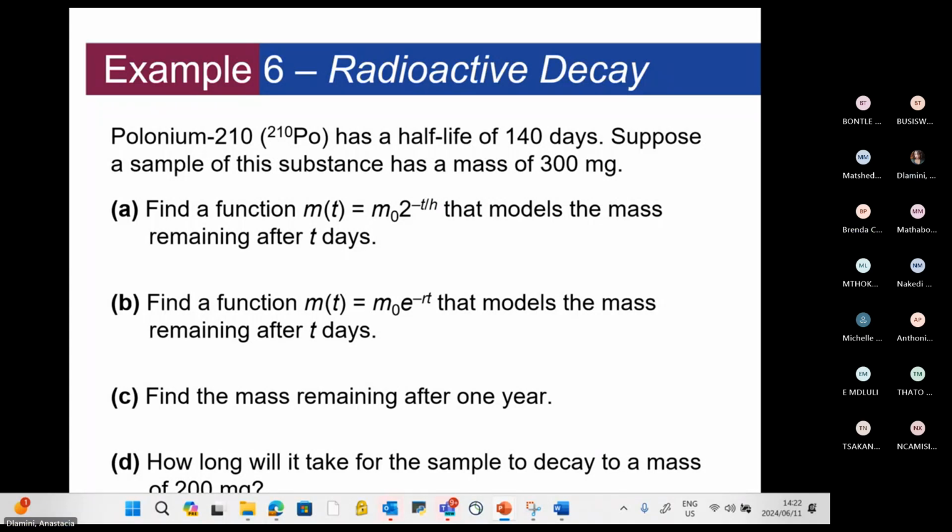Guys, how many minutes should I give you? 5 is okay. Okay, I'm giving you 5. We're coming back at 14:27, and then we do it together very quickly.